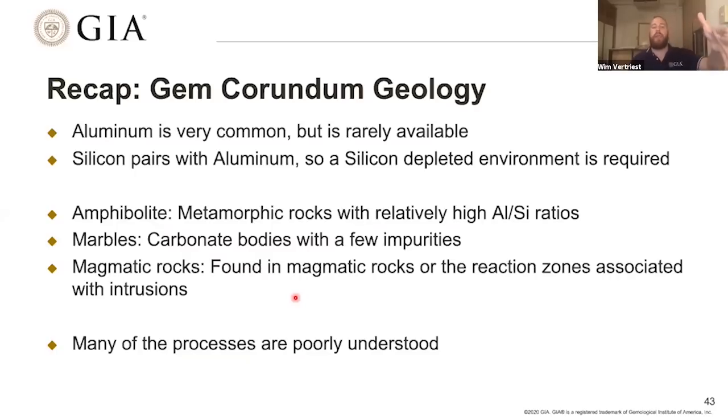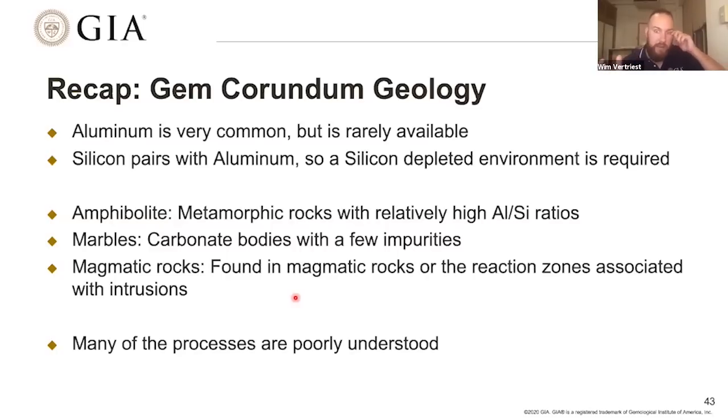And those three environments that we most commonly encounter are amphibolites, which are metamorphic rocks with a relatively high aluminum silica ratio. There's still a lot of silica around there. There's just a little bit more aluminum available. Then you have the marbles, carbonate bodies. Silica is almost completely out of the picture. So what little aluminum is there can be used to build corundum in rare occasions.